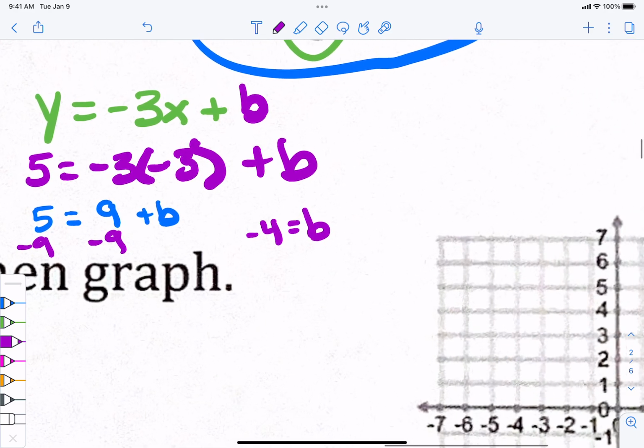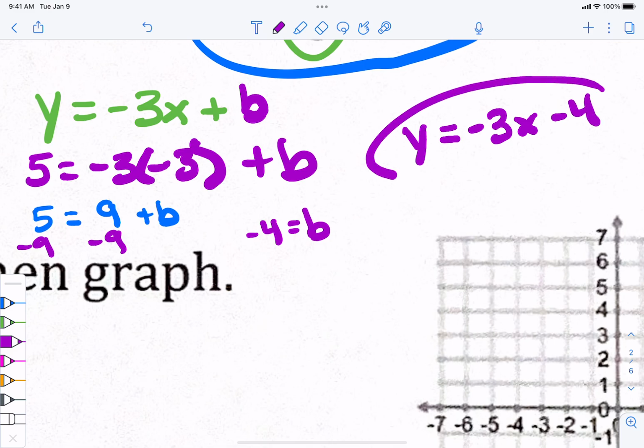So final answer. The perpendicular line will be y equals -3x minus 4. Perfect. There we go.